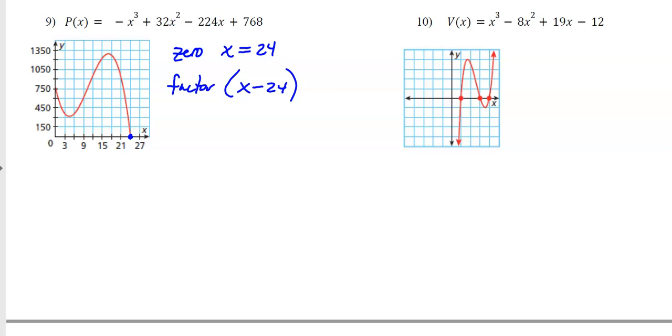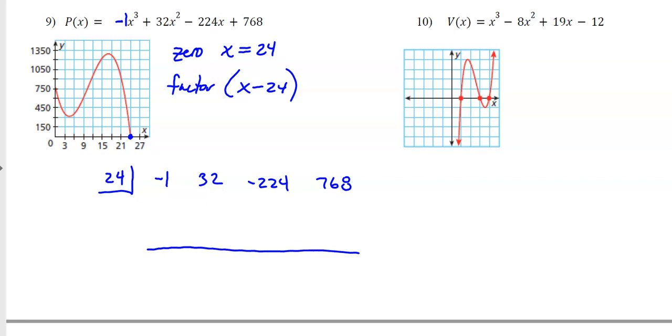Now, x minus 24 goes into it evenly, but I don't know by how many times. So I could either use long division, or I'm going to cheat and use synthetic division. It's not really cheating. I'm going to put my 24 here, and I'm going to use all of these coefficients: negative 1, 32, negative 224, 768. I don't really have to worry about putting 0 in because all the x's are accounted for. Because x minus 24 is a factor, I know that this should have a remainder of 0, and I should get the answer here.